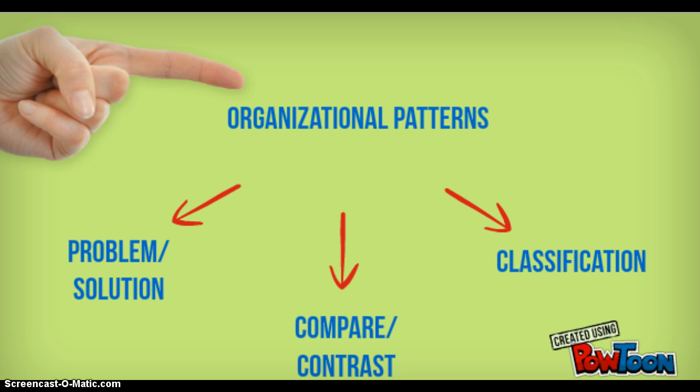Another example of an organizational pattern is classification. For classification, I'm going to go back to my example on the units in your different classes. Different activities are classified for certain units. For example, your video on Romeo and Juliet isn't for the expository unit, it's for the drama unit.